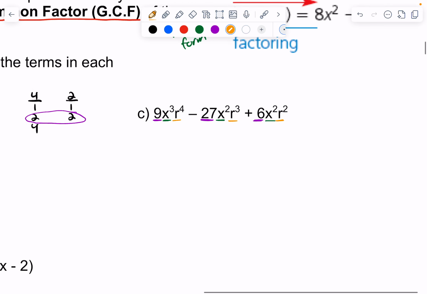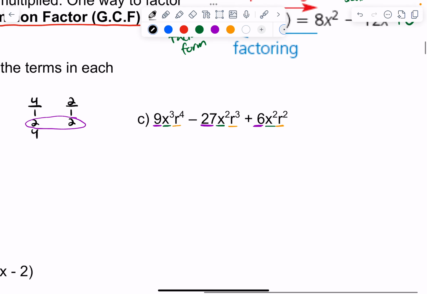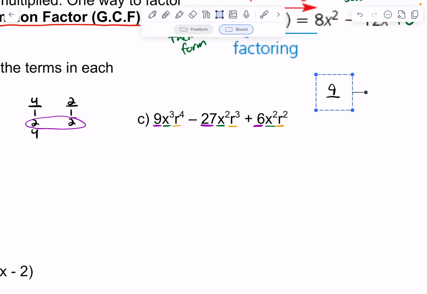Let's do the numbers the same way we've been doing it. So we're looking at 9. What are 9's multiples? And you'll get faster with practice. You don't have to do this multiple chart every time, but I'm just doing it to show you, if you're not very quick at seeing what the multiples are. So 9's multiples are 1, 3, and 9.